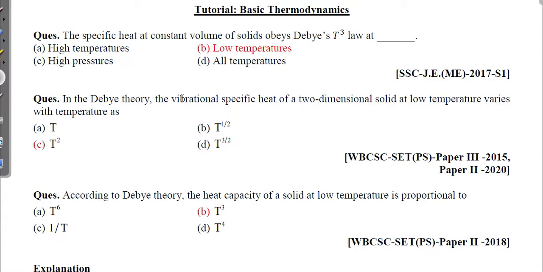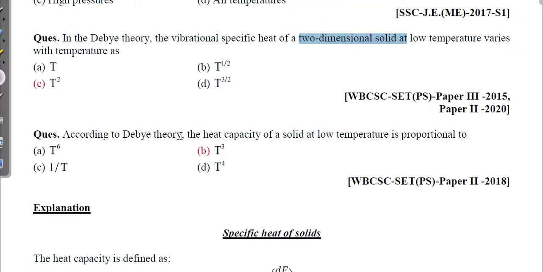The second question: in Debye theory, the vibrational specific heat of a two-dimensional solid at low temperature varies as what? So it is asking about a two-dimensional solid and low temperature. Third, according to Debye theory, the heat capacity of a solid at low temperature is proportional to what? For these examinations, I had the official answer key, and from the answer key I have matched this T cube and this T square according to the theory.